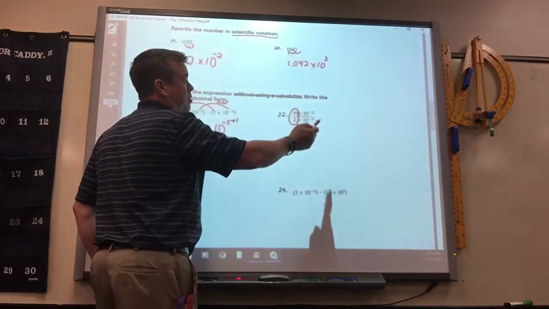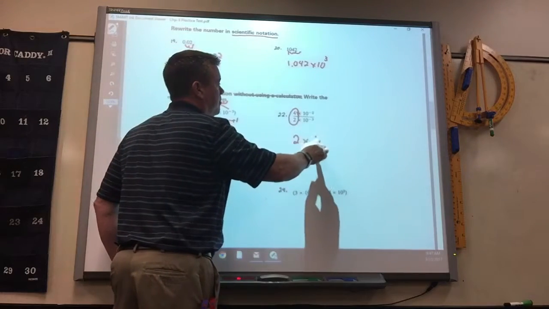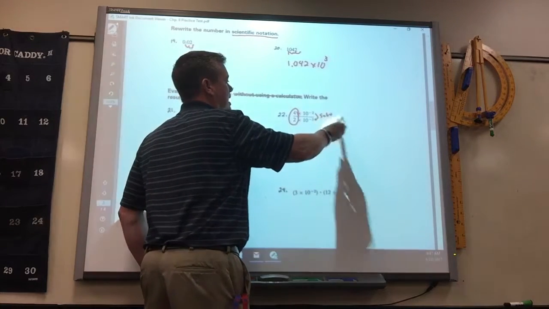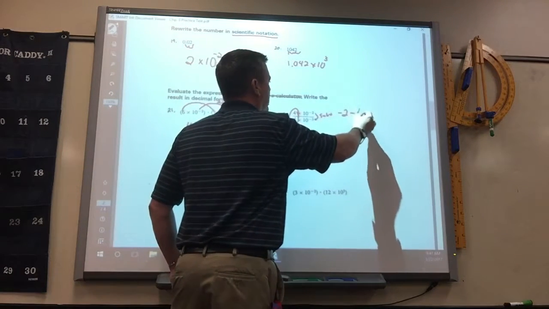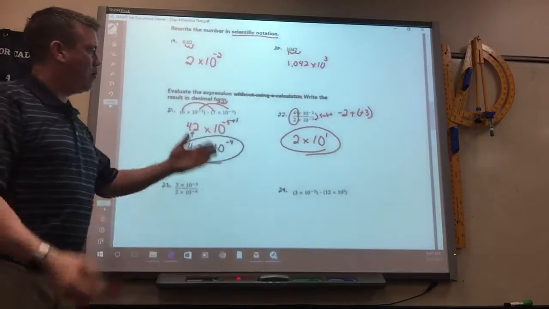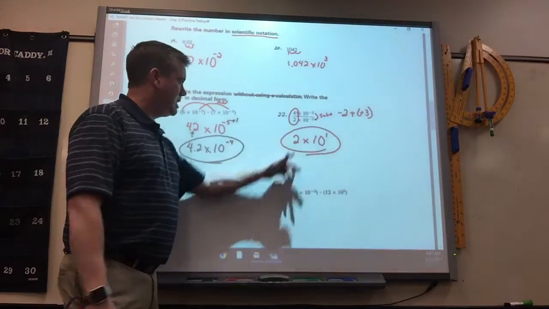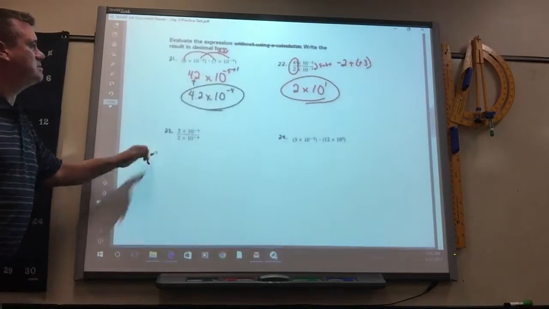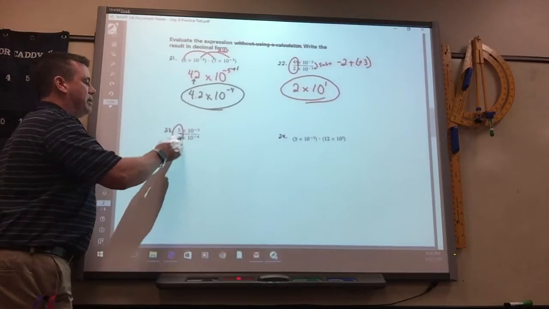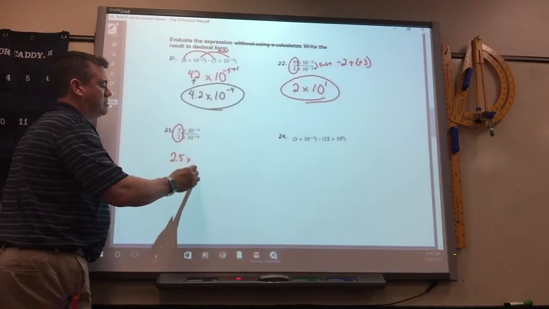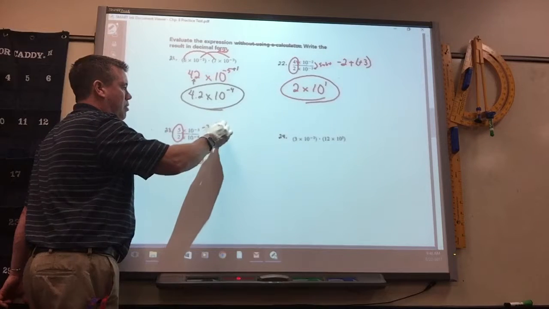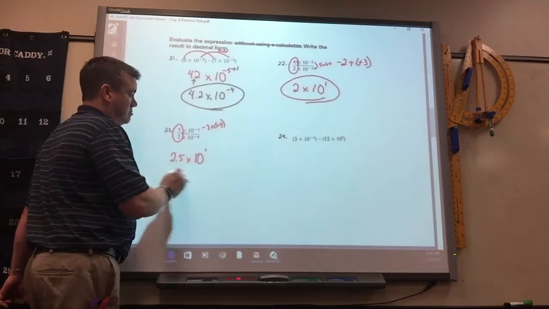Divide problem, this is a simple one. 4 divided by 2 is 2. When it's a division, you subtract the exponents. -2 take away -3 is 1. And we don't need to switch anything because the decimal is after the first number. Same thing here, 5 divided by 2 is 2.5. Times 10, -3 take away -4 is 1 again.